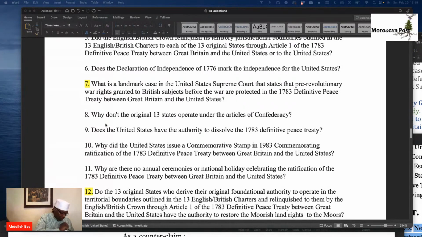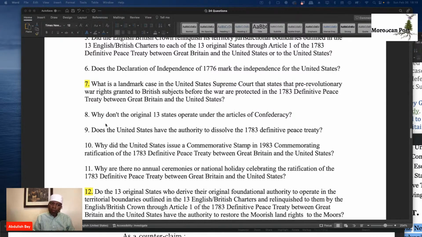All righty. Number 9. Does the United States have the authority to dissolve the 1783 definitive peace treaty? Absolutely no. Okay, go ahead. Now, keep in mind, absolutely not.